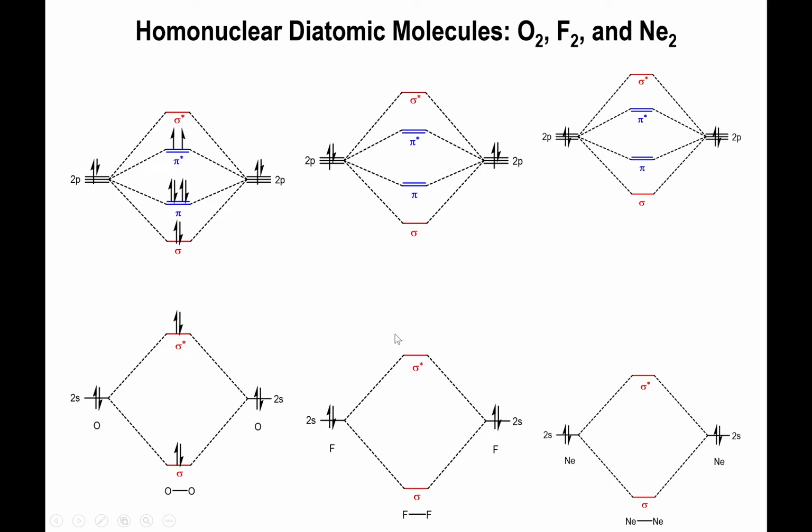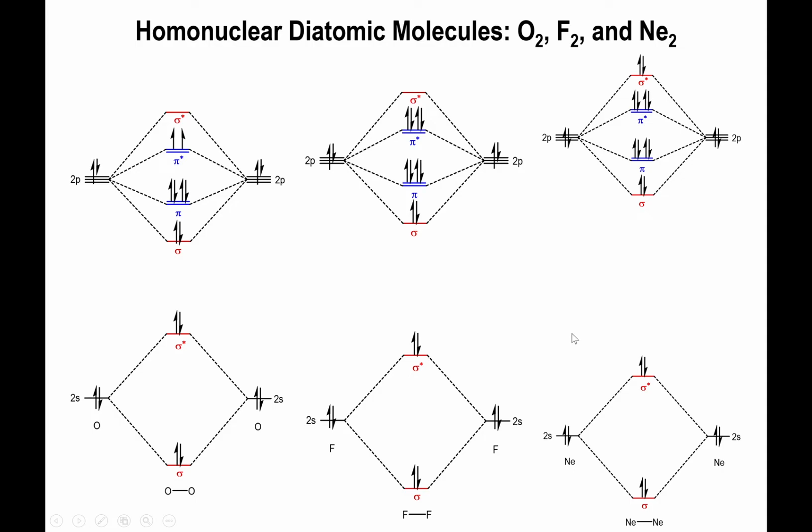Alright, now for difluorine, we actually have 7 valence electrons for each fluorine, so there's 14 altogether. So we place 2, 4, 6, 8, 10, 12, and 14. So now the pi star set is completely filled up. And for neon, we have, I'm sorry, I said that wrong. You have 8 valence electrons for each neon, so you have 16 only for dineon, and you end up with 16 all the way up until the sigma star orbital.